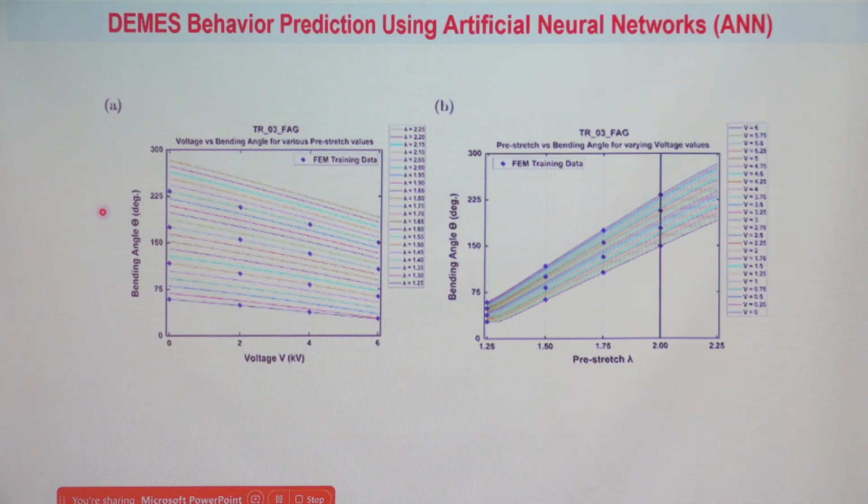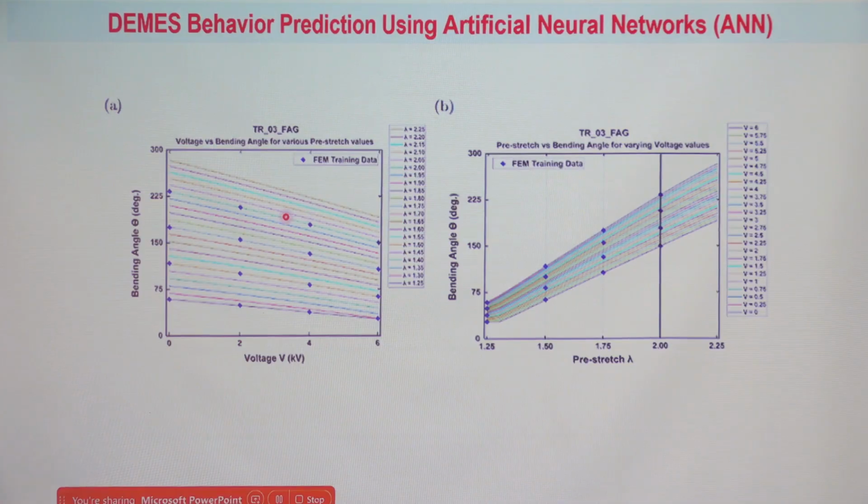So we are considering the bending angle with the applied voltage. The dotted ones are the FEM results, and the other results we are predicting by using this ANN. We conducted only this much set of experiments and carried out finite element. After that, if we want different parameters, all the others you are seeing, we have predicted by using ANN.